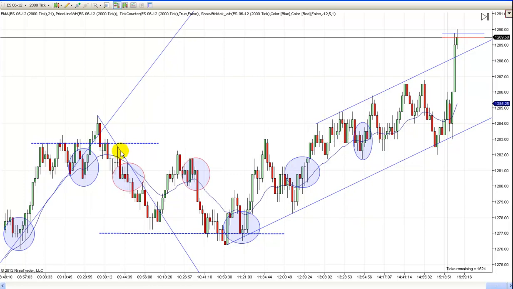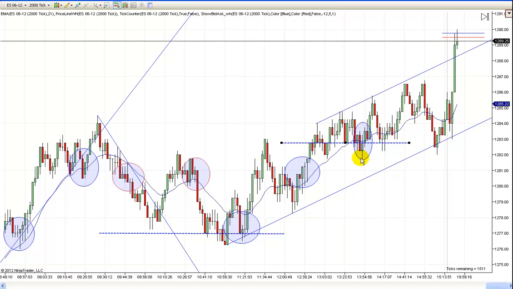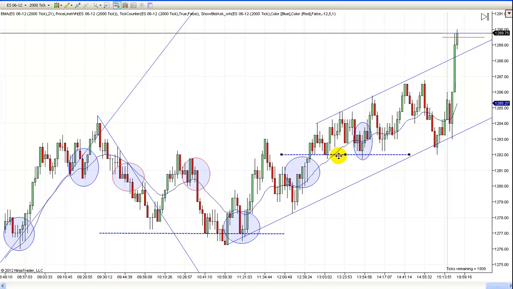And then this over here is another little double bottom right there. It's a second entry long. Notice the two legs back. One leg, pull back, second leg, and then going long above that bar right there. You got a double bottom even down here.